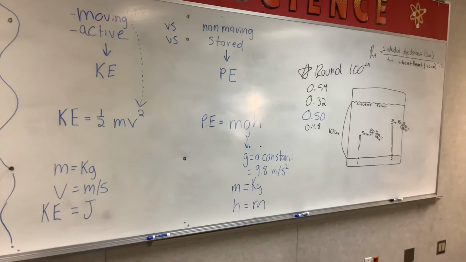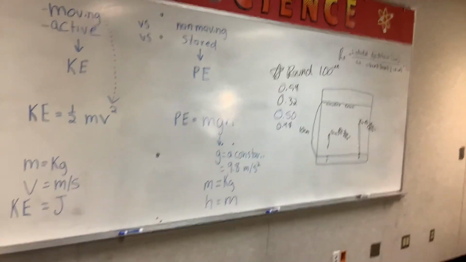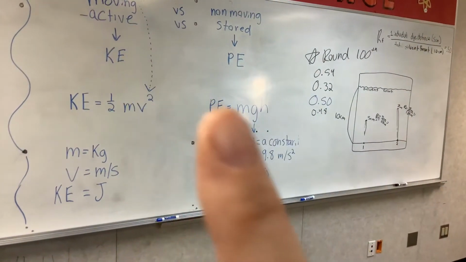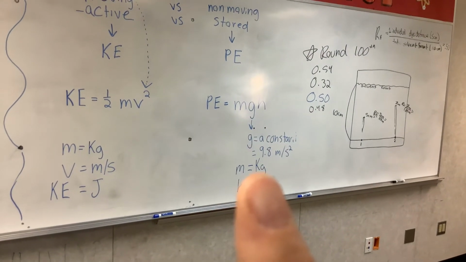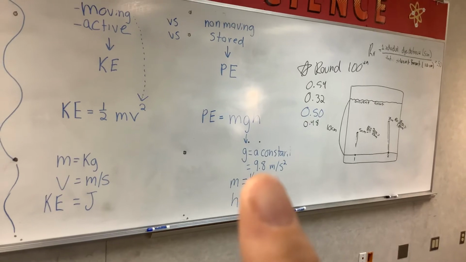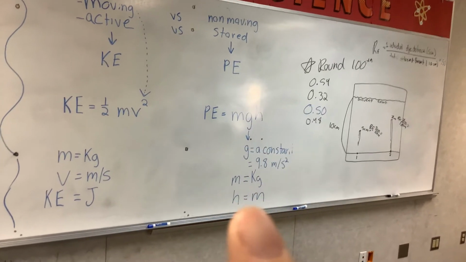Now, the potential energy we're going to deal with today is gravitational. So now we have height. We have the mass in kilograms still. Gravity is a constant. We just have to memorize it or you'll always be given it, 9.8 meters per second squared. And then the height in meters. So now let's get to our problems.